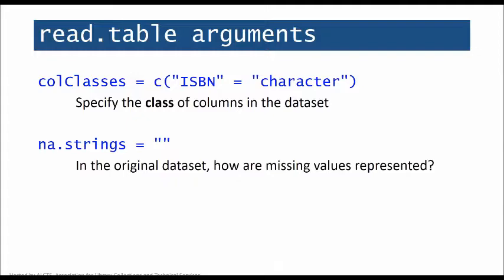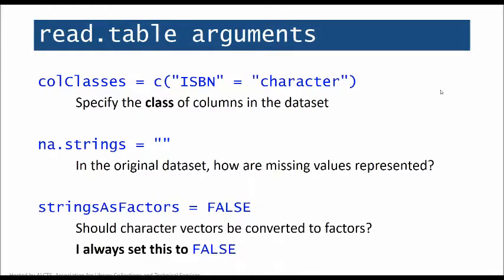na.strings is asking, in your original data set, how do you represent missing values? It could be a space, it could be a hyphen, it could be n/a, it could be no data. So you specify this argument and you say what the NA structure is in your underlying data set.